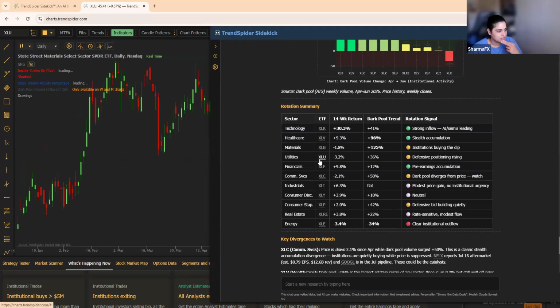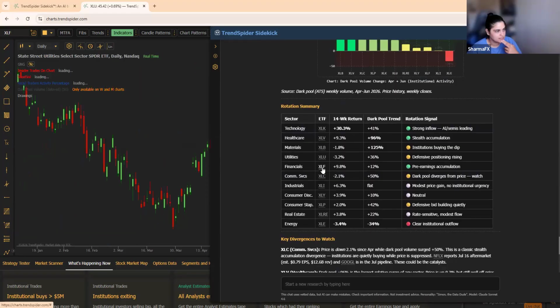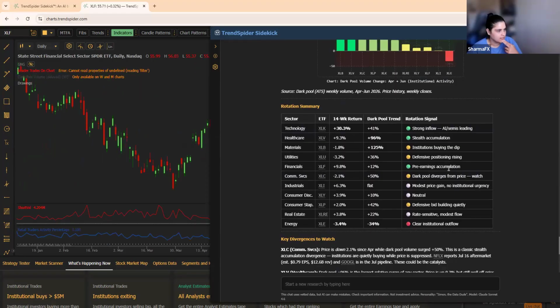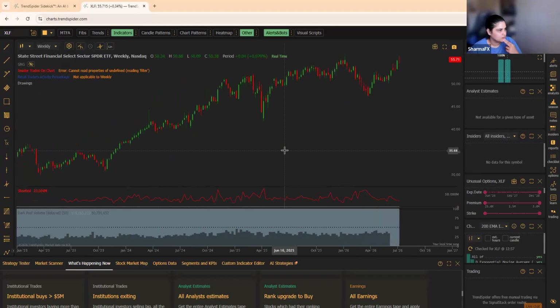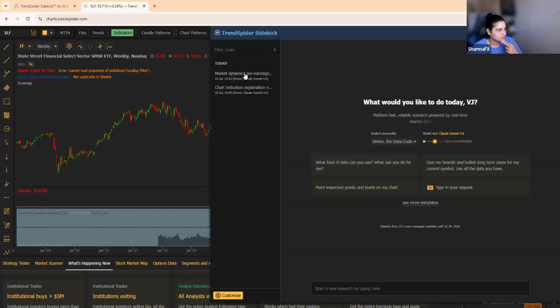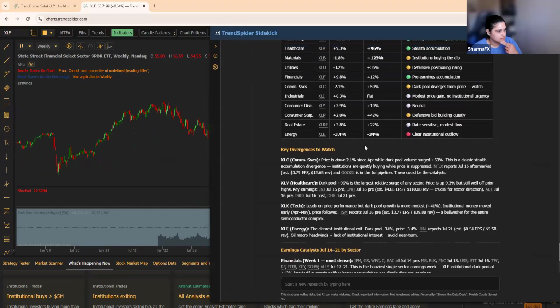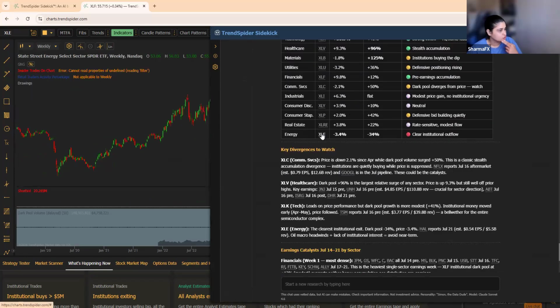And then you have your XLU, that's your utilities, defensive positioning, that's rising here. Financials, we're starting to see pre-earnings accumulation that's going on. So we're starting to see a push. And on the weekly as well, breaking previous highs, currently sitting at almost previous highs or a little bit just above it too. So we have that. And then is there anything else? But we're getting clear institutional outflow from the energy sector, it seems like.